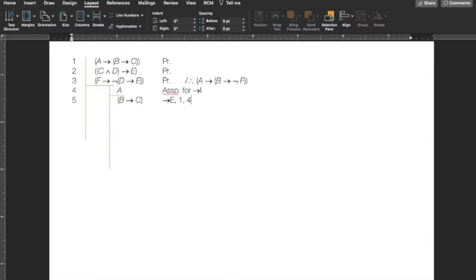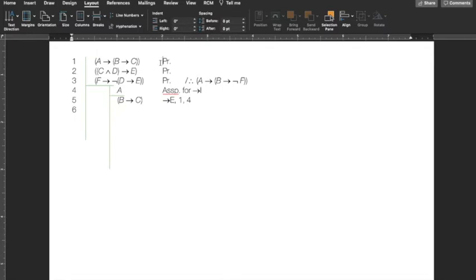Now there's no other rules I can apply, so I have to move on to something else. The goal of introducing this A here as an assumption was to get the conditional proof. What's the goal of a conditional proof? Well, I need to get if B, then not F as my consequent. Since that's a conditional, I'm going to need another conditional introduction rule here.